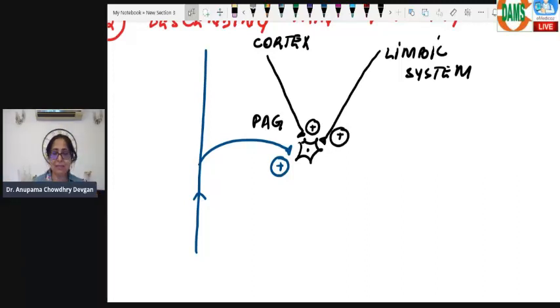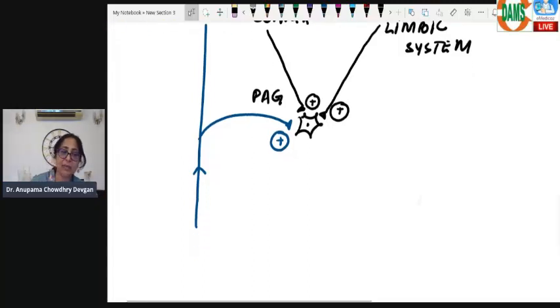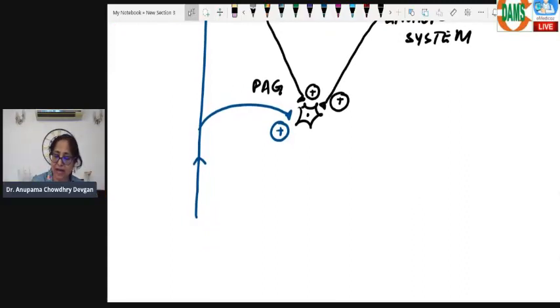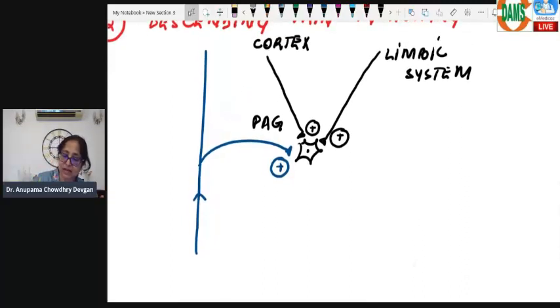Because at that time his level of motivation and emotional state is so high that he does not feel the pain at that particular time. So that means the cortex and limbic system can also affect this descending pain inhibiting pathway. Right? So this descending pain inhibiting pathway starts from the periaqueductal gray, moves down, and receives collaterals from the C fibers, the slow pain fibers, as also from the cortex and from the limbic system.